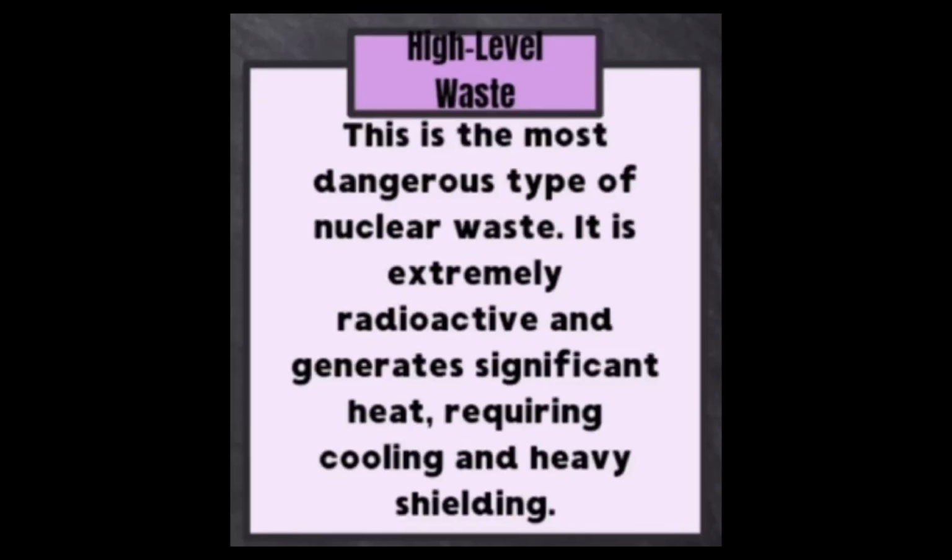And high-level waste is the most dangerous type of nuclear waste. It is extremely radioactive and generates significant heat, requiring cooling and heavy shielding. Examples include spent nuclear fuel assemblies from reactors, vitrified waste from reprocessing, and highly radioactive waste from nuclear fuel fabrication and reprocessing facilities, requiring specialized storage and disposal facilities like deep geological repositories.